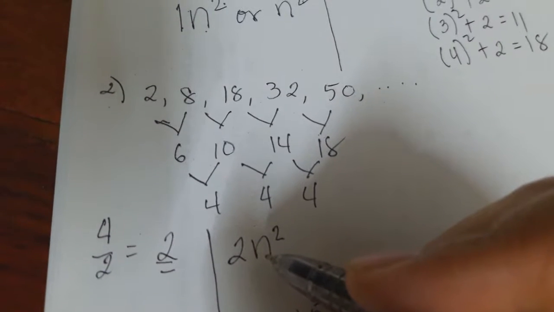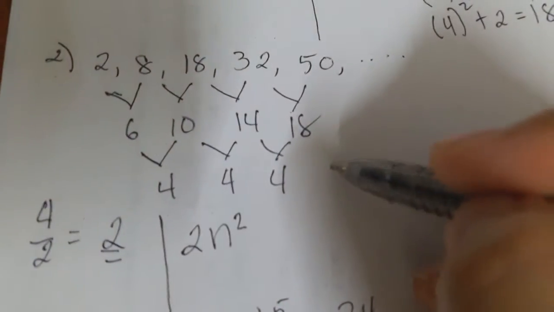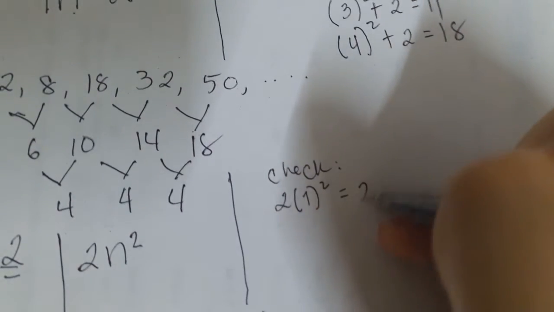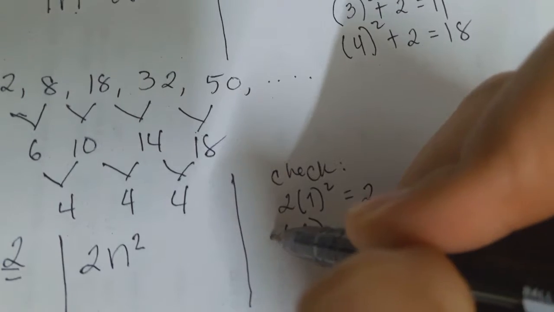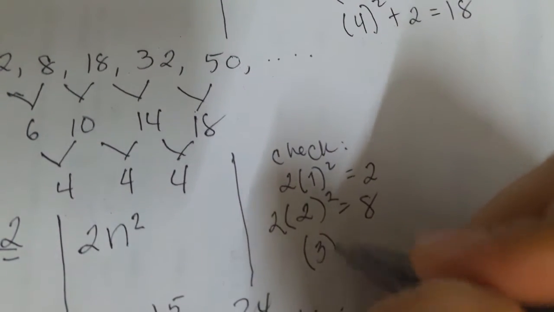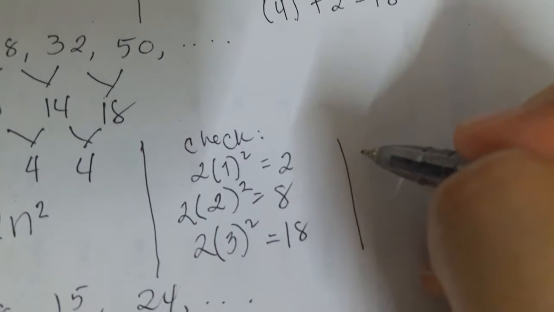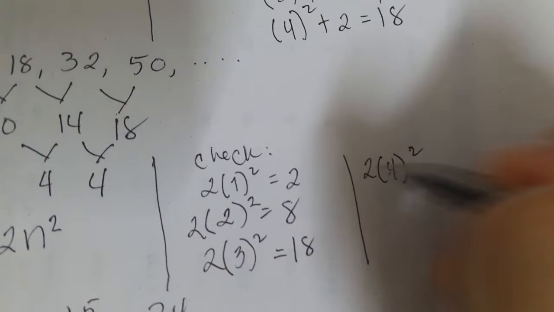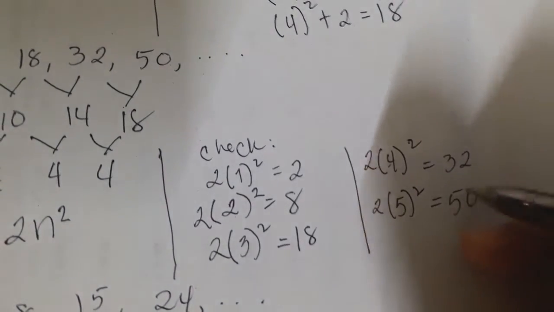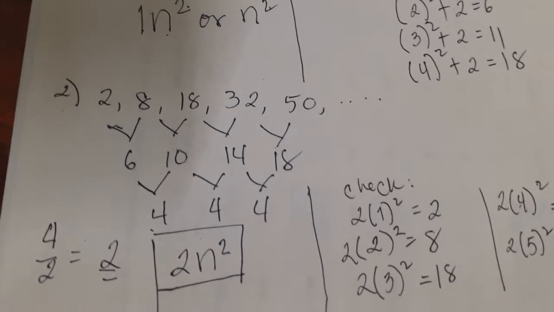So again, let us think that the value of n is 1. 1 squared is 1 times 2 is 2. So we have that already. Let us check. 2 times 1 squared is 2. 2 squared is 4 times 2 is 8. Then 3 squared is 9 times 2 is 18. For the fourth term, 4 squared is 16 times 2 is 32. And for the last, 5 squared is 25 times 2 is 50. So the formula or the rule for this quadratic sequence is 2n squared.